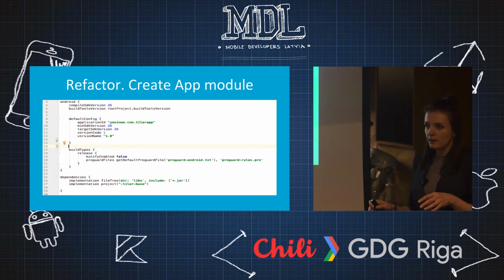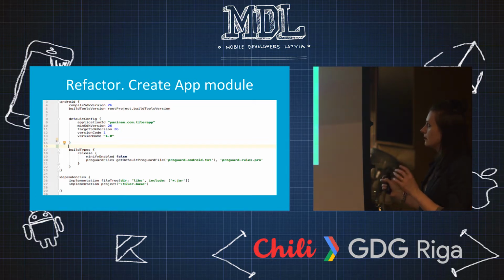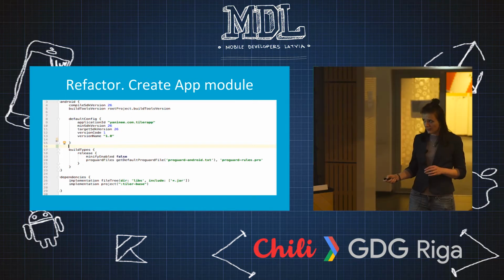It will be totally blank. It will not have any activities. It will just have a manifest with a package name only, and it will have a relatively small build.gradle file. But the build.gradle file will have the application ID, and it will also have the dependencies that are listed. It will have all the features that we have. In my case, there is only base feature, Tyler base. If we have more features, we will also include them here.